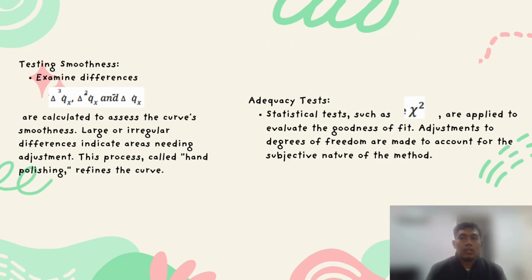The next one is testing smoothness, where the differences between rates, the second differences and the differences calculated, are used to assess the curve's smoothness. Large or irregular differences indicate the need for adjustment. This process is called hand polishing.